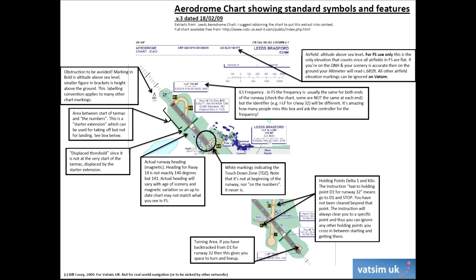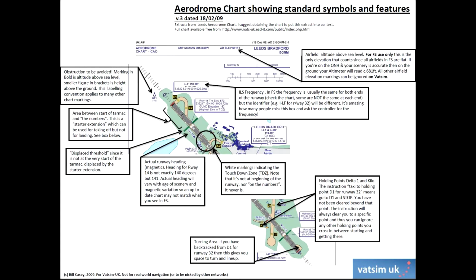As we go around, he's got obstacles, obstructions to be avoided, areas between tarmac. You've got the displaced threshold. The actual runway heading is written down there. You can see the ILS frequency in its own box there with the Morse code identifier underneath it. You've got the name of the airport, Leeds Bradford Airport there.